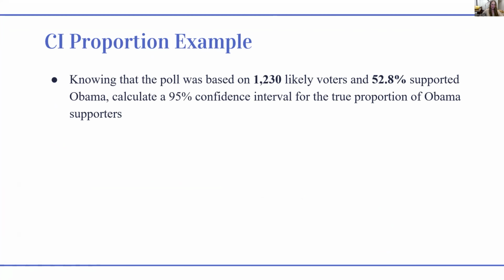All right. So back to that Obama. I just wanted to show you the margin of error thing. So back to these Obama voters from the slide before. Imagine that that poll was based upon 1,230 likely voters. This is the 2008 Democratic presidential nomination between Barack Obama and Hillary Clinton. 52.8% of voters said they're going to vote for Obama. So let's calculate a 95% confidence interval for the true proportion of Obama supporters, right?